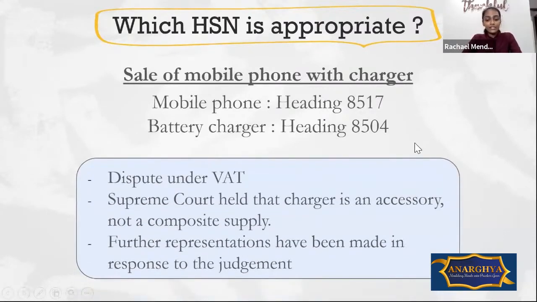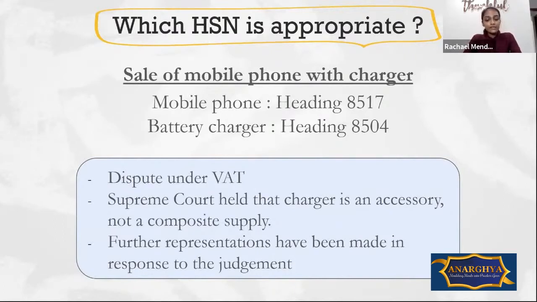This situation was actually a dispute under VAT, because naturally all the sellers classified the charger as a mobile phone and charged it to tax at the rate of the mobile phone. Under VAT, mobile phone was chargeable to tax at a lower rate as compared to the charger.